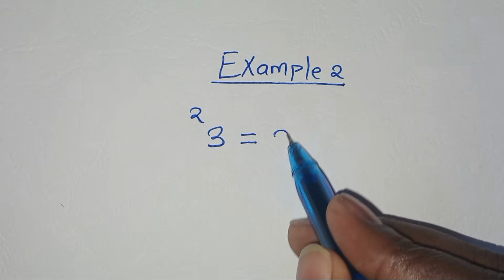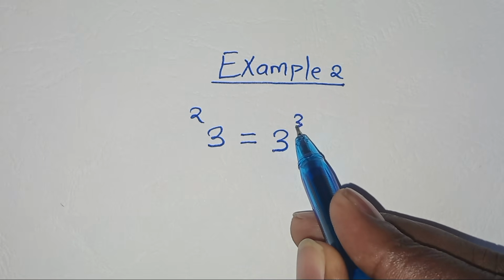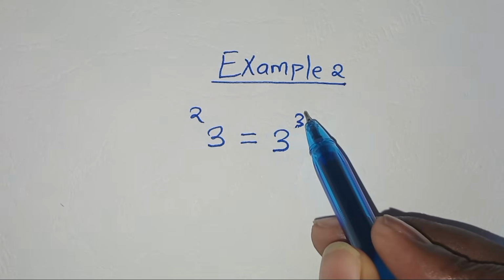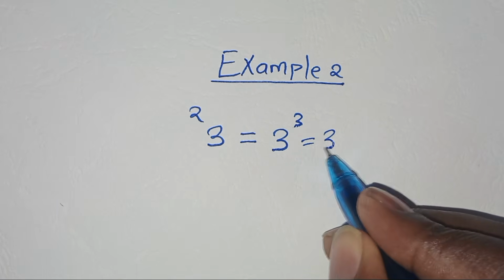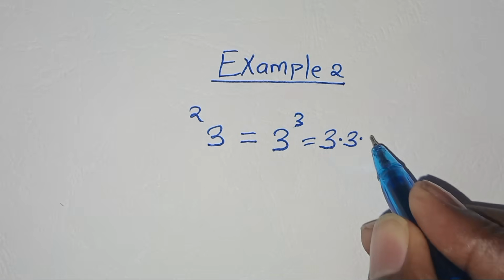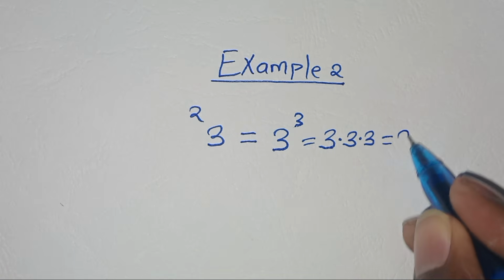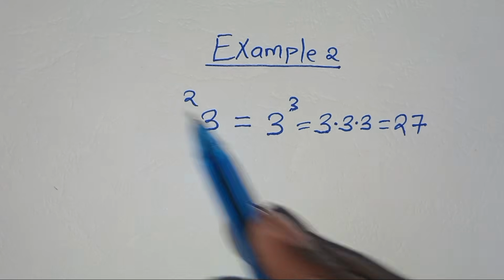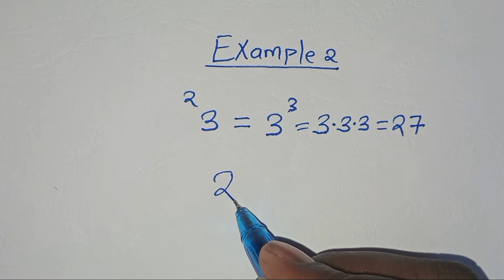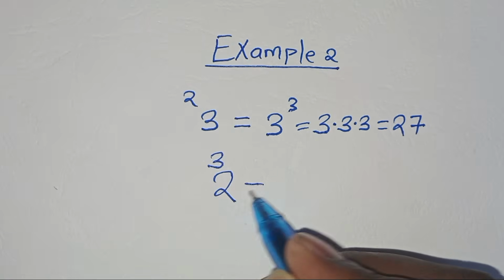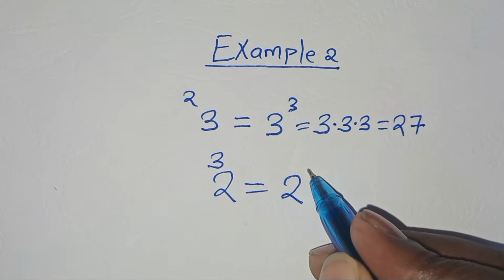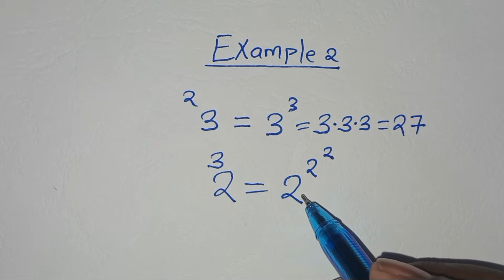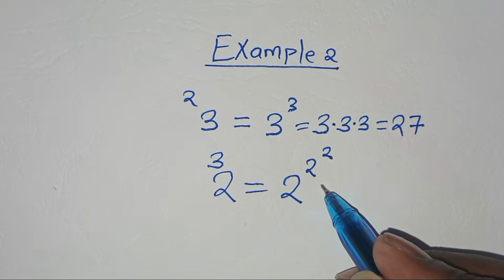So here we have 3 raised to the power of 3. This is the same thing as 3 multiplied by 3 multiplied by 3. And this is the same thing as 27. Now, if we switch the powers here, that means we have 2 tetrated by 3. So this means we have 2 raised to the power of 2 raised to the power of 2. So we have 2 multiplying by itself 3 times.